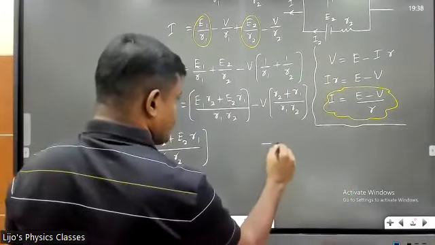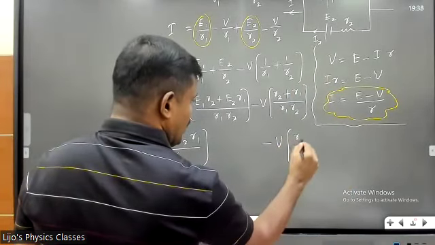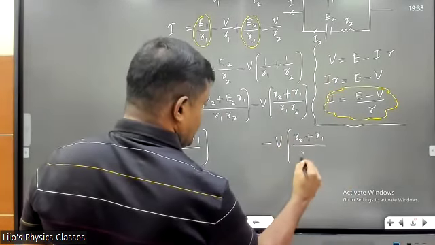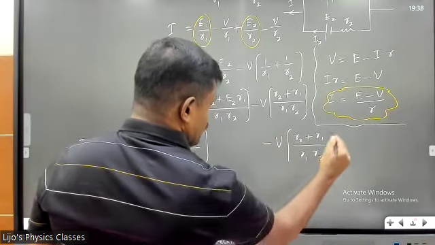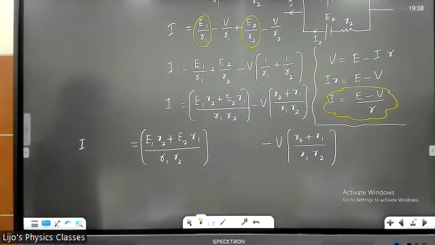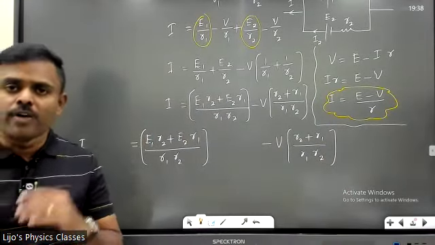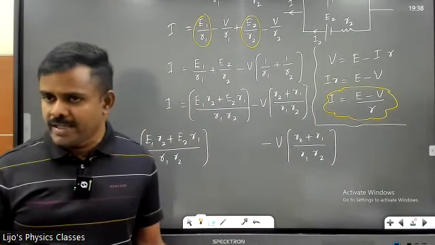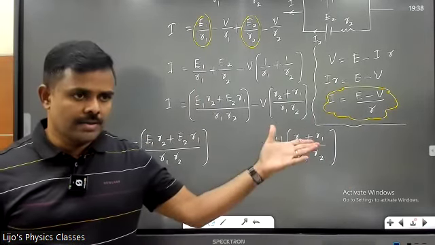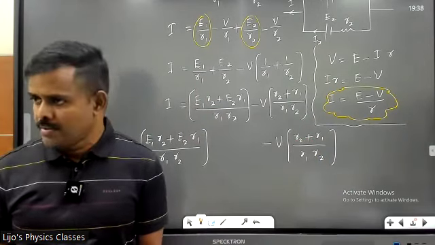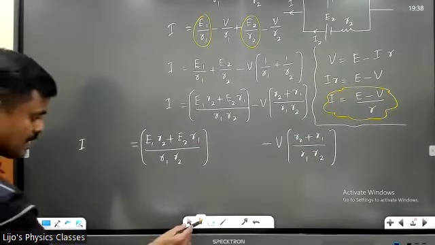What about the last one? There also V into R2 plus R1 by R1 R2. What have I done? I have just written that equation one more time. You must know why we are doing this. All right, because I need to get that V alone, right? That V has to stand alone, right? All right. So see what I'm going to do.